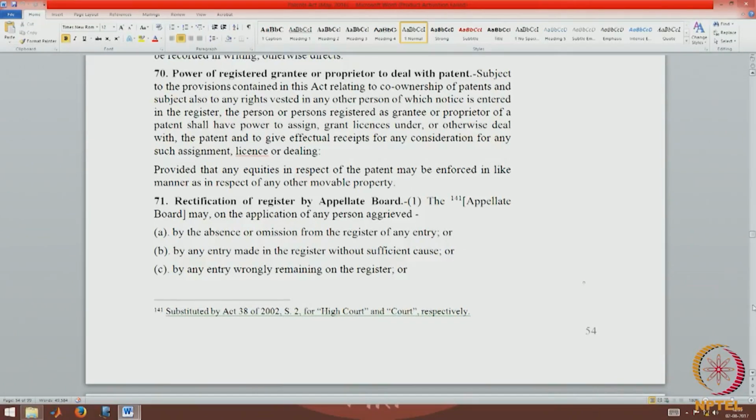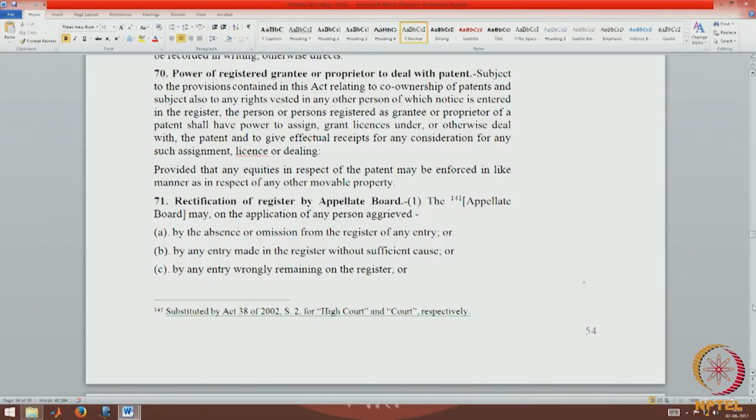This section tells us that if your name is entered as a proprietor or a grantee of a patent, then you shall have the power to assign, assignment being an absolute transfer of all the rights, grant licenses, which is a condition or a limited grant of interest in a patent, or otherwise deal with the patent, give effectual receipts for any consideration for assignment or license or dealing.